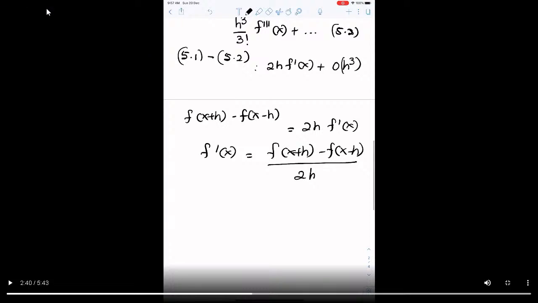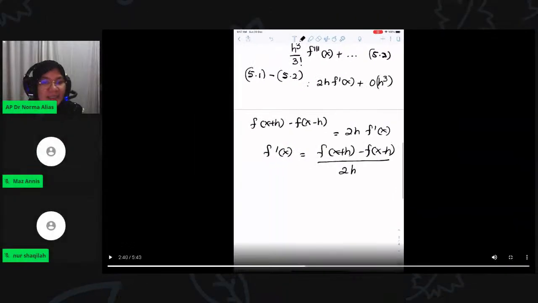So if I ask you to write the formula from the Taylor series, because there are three formulas, center difference, backward and forward, if I ask you to use Taylor series 5.1 and 5.2 to find the forward or backward difference formula, I hope you can do it. All right, so now let's continue.